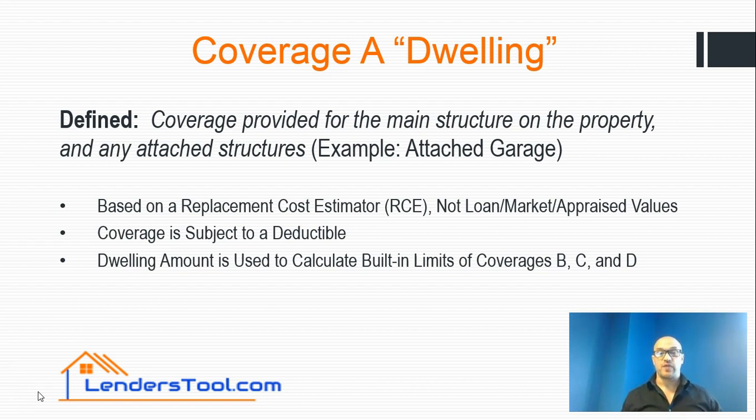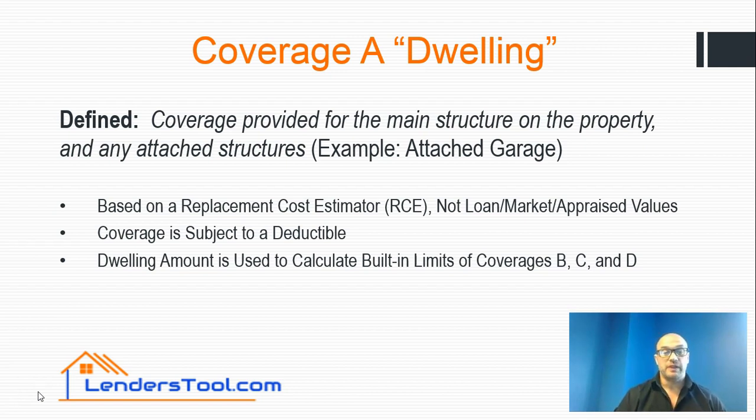This is the part for the main structure on the property and any structures that are attached to it. Like if there's a garage attached, or let's say that you've got a patio that extends off the top of it. That extending patio cover would be part of the attached structure. If you've got something that's bolted onto the house, that's going to be part of the attached structures, and it'll all be under the dwelling amount.